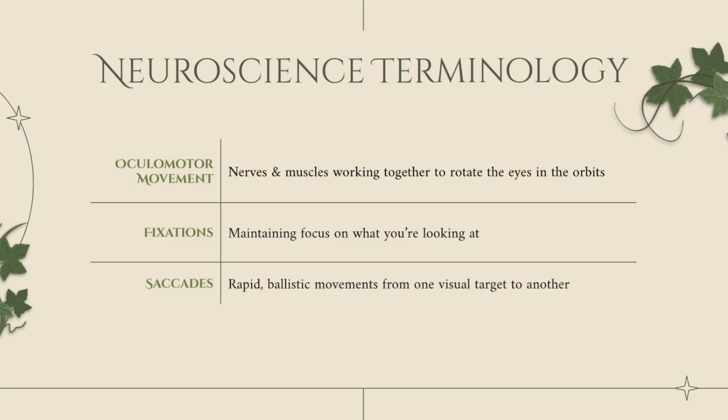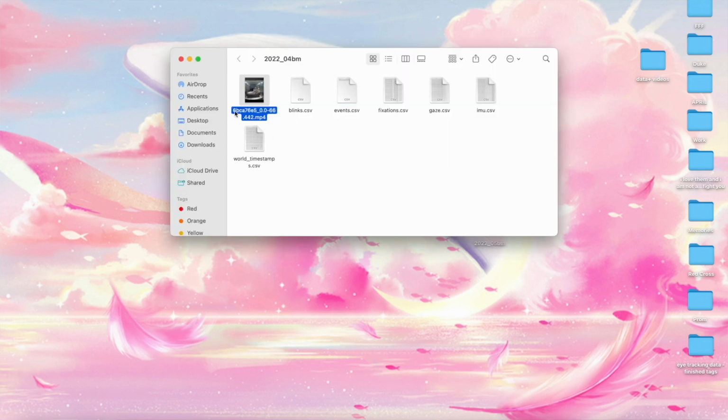And last thing before we get into the details, you need to know that fixations are periods of time when you maintain focus on what you're looking at, and saccades are the rapid and ballistic eye movements from one visual target to another. For this project, we received data in the form of participant folders with video files and CSV files containing the gaze points.